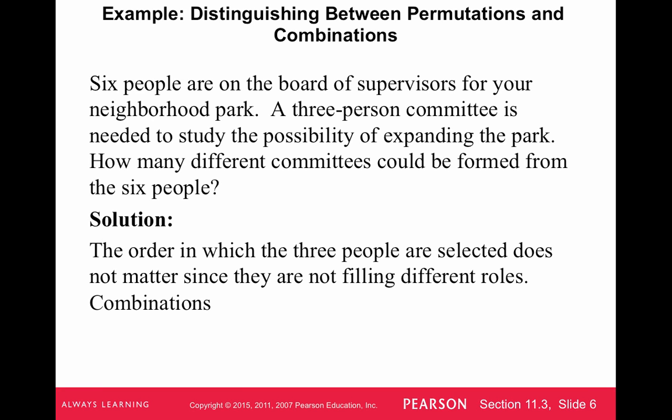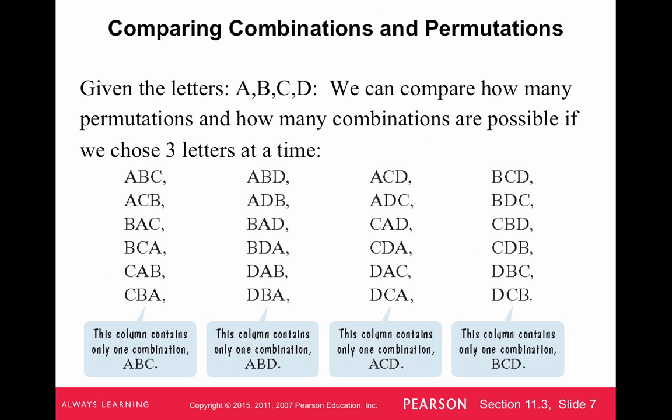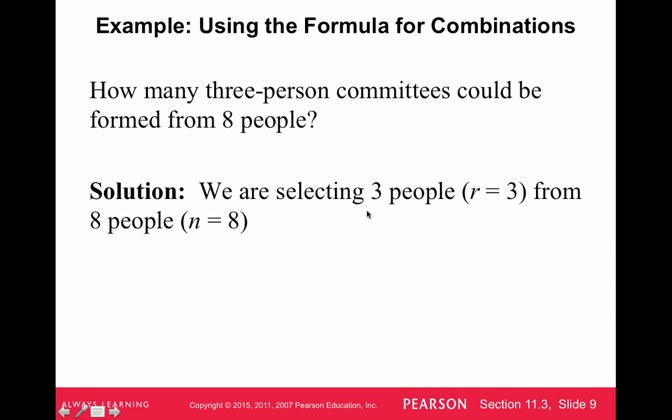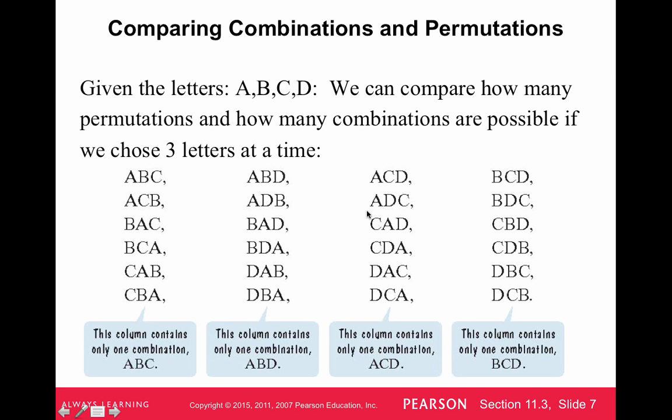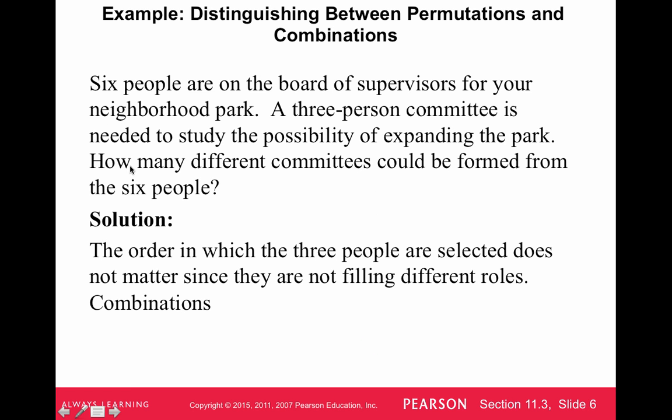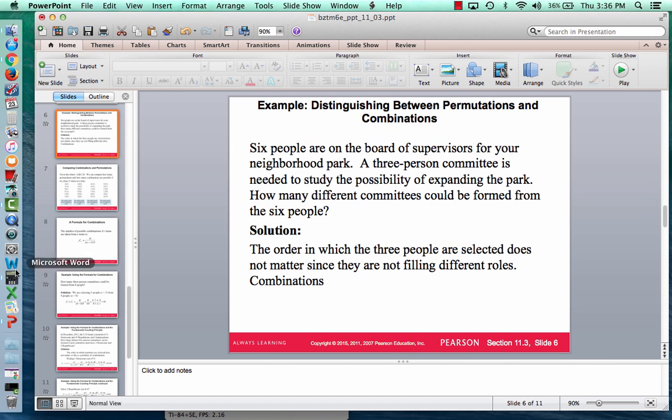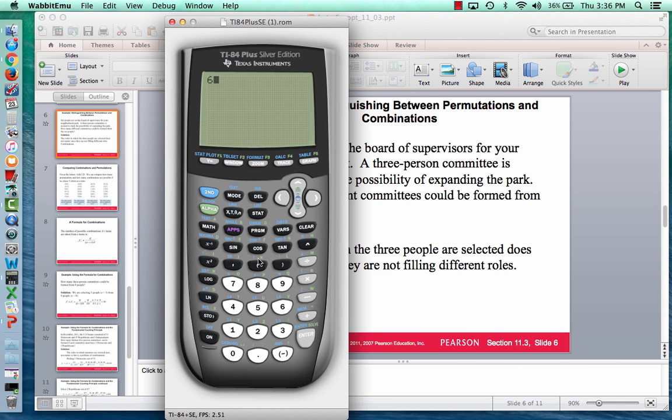So you're going to use the combination formula where you do 6 choose 3, and they'll do that on the next page here. Let me jump ahead to that. Or no, they won't do that. So I'll show that on the calculator now. 6 combination 3. There are 20 different ways that we can make those committees.